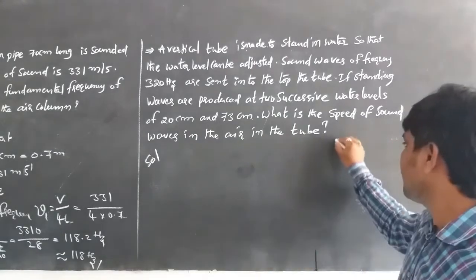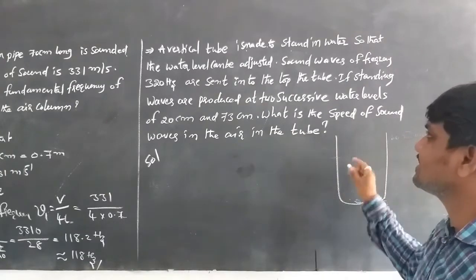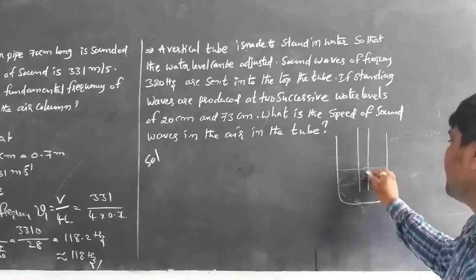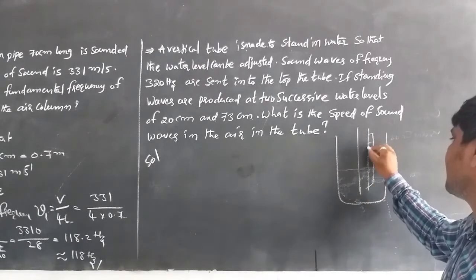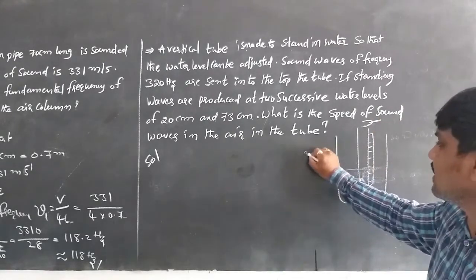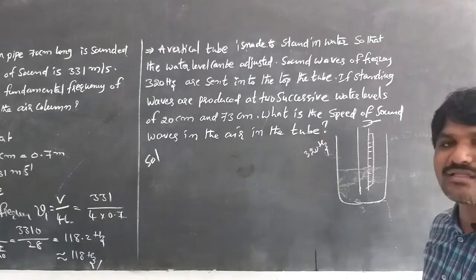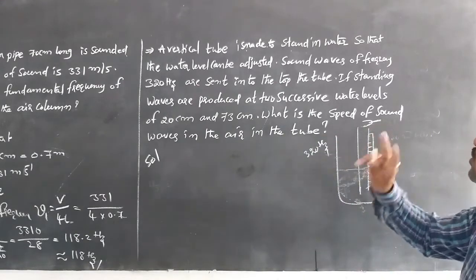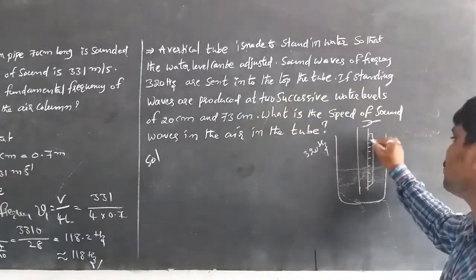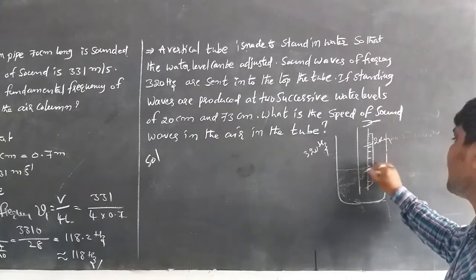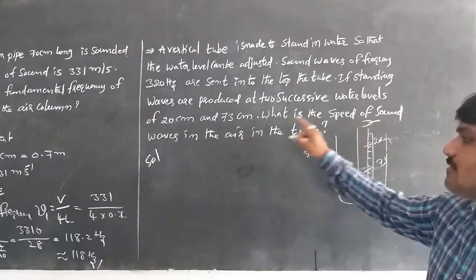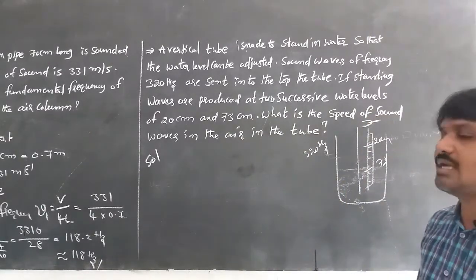When a tube is made to stand in water, here is the water, and we use a scale to measure the length. Whenever sound is produced, the frequency is 320 Hz. If standing waves are produced at two successive water levels, one at 20 centimeter and another at 73 centimeters, then we are asked for the speed of sound waves in the air in the tube.